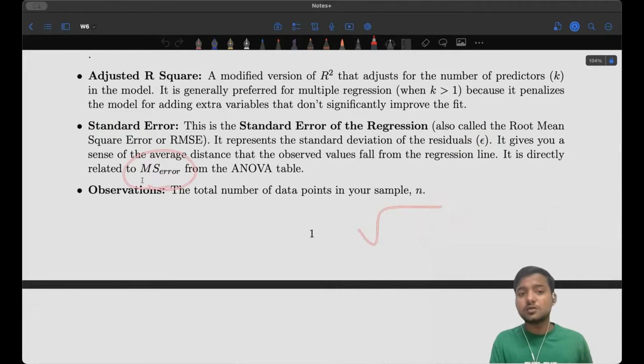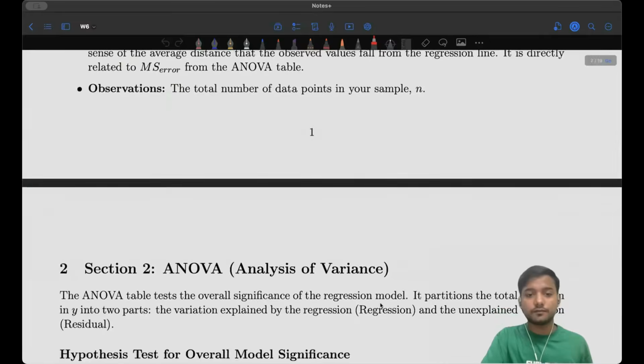This is also known as the standard error, and it is equal to the square root of the mean square error. So this mean square error which you are seeing here, if you take the square root, it becomes the standard error. This is the relationship between standard error and mean square error, which you will be seeing next. And observations, as I said, is just the number of data points you have.